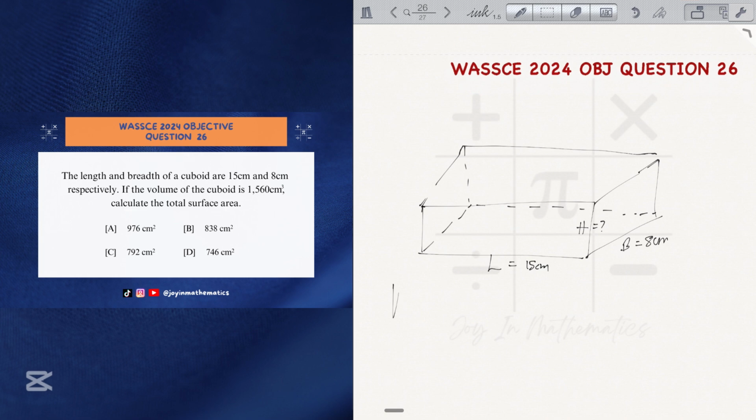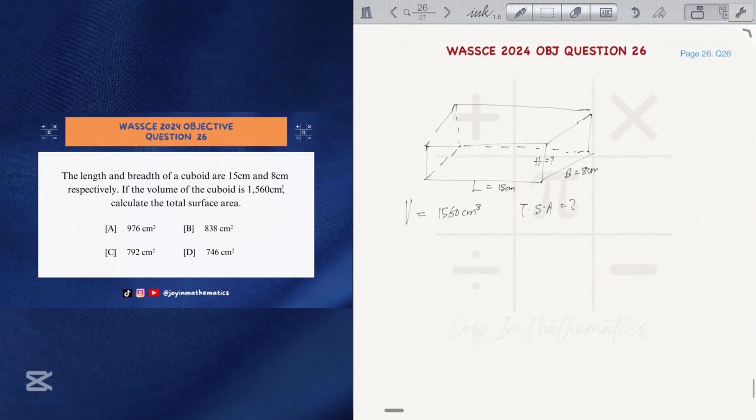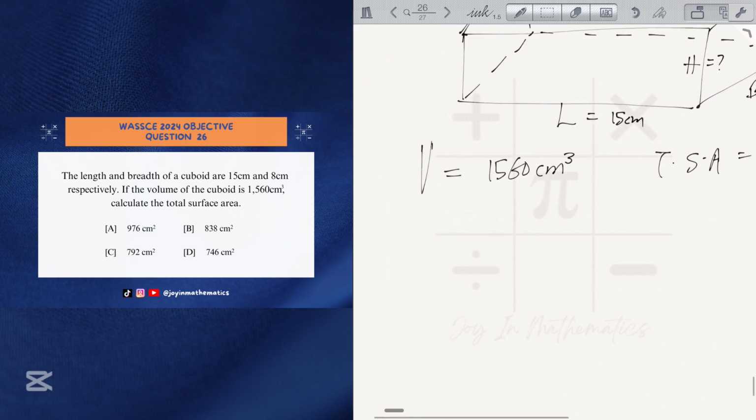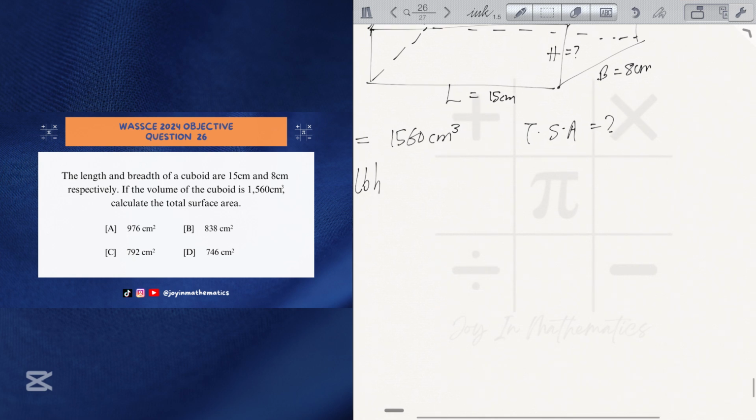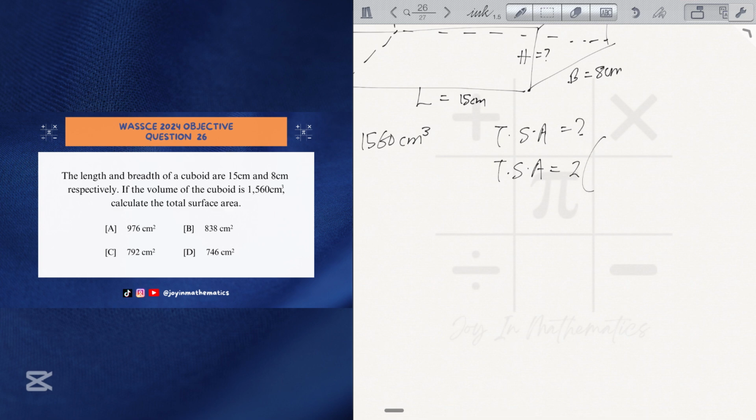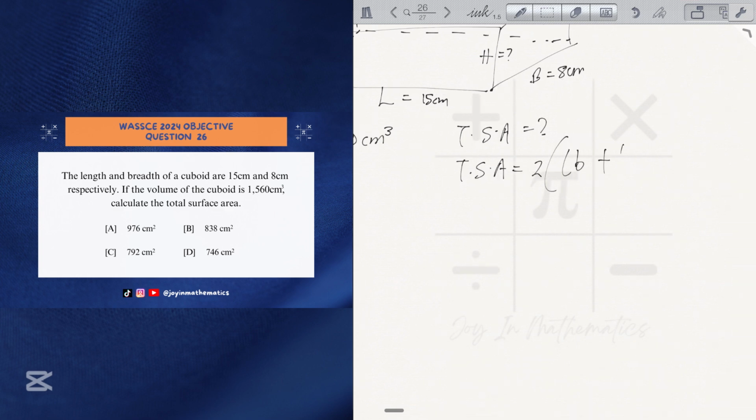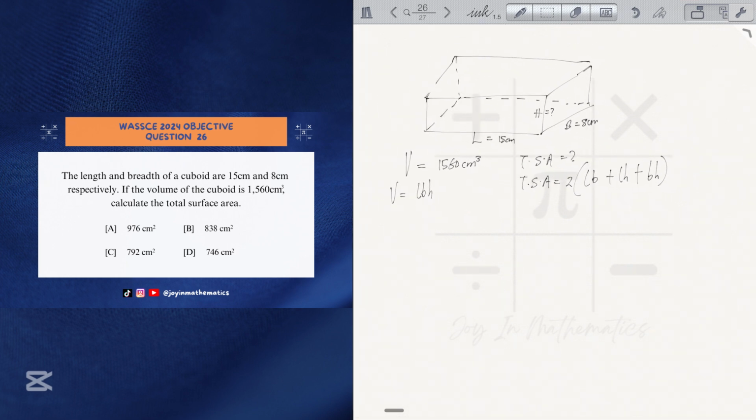But then the volume of the cuboid is 1560 centimeter cube, and we are asked to find the total surface area. Now, how do we solve this? What is the formula for the volume of a cuboid? The formula for the volume is length times breadth times height. Similarly, the formula for the total surface area of a cuboid is 2 into length times breadth plus length times height plus breadth times height. So in view of that, we can evaluate our height from the volume, and once we have the height, we will evaluate the total surface area.